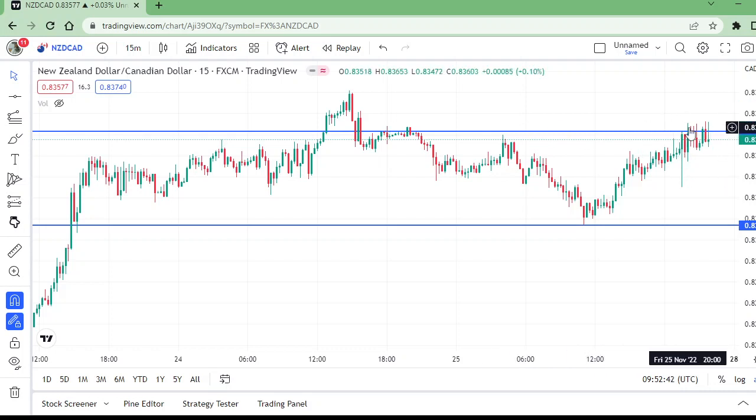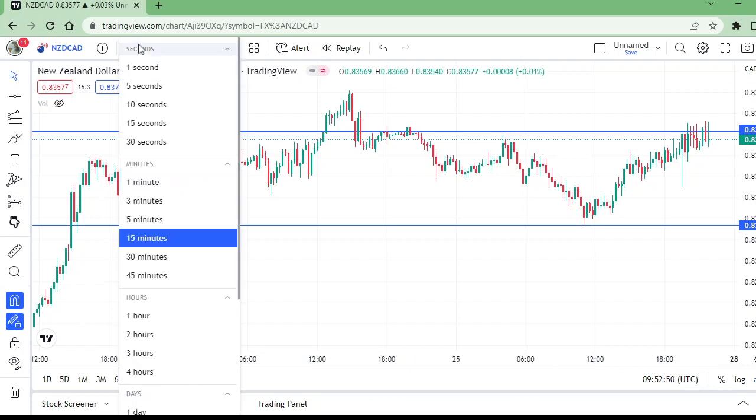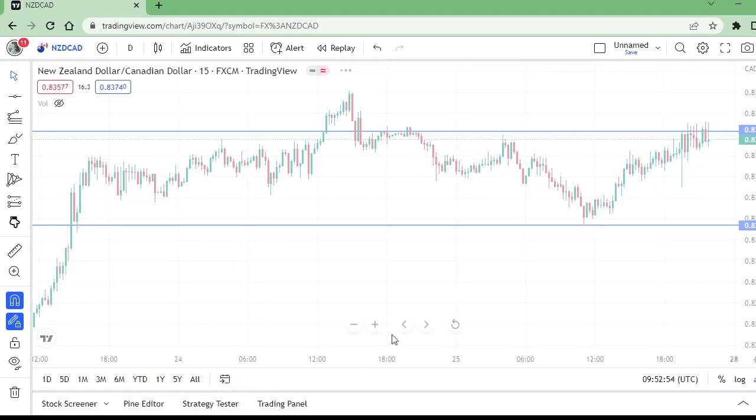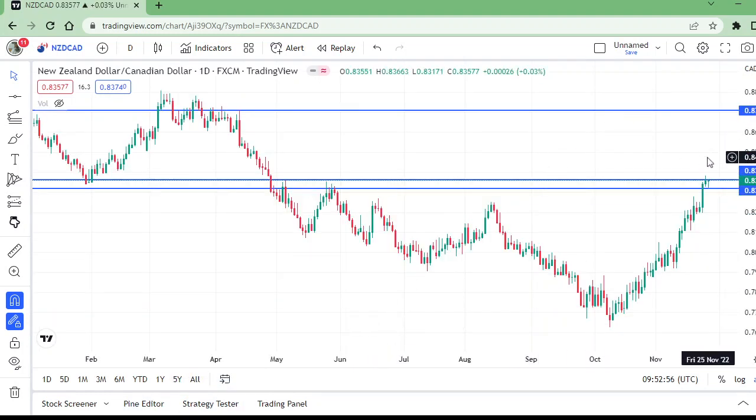So now this is bullish and this is going to the upper resistance. Now this pair is looking at 0.87090. So this is a good buy position.